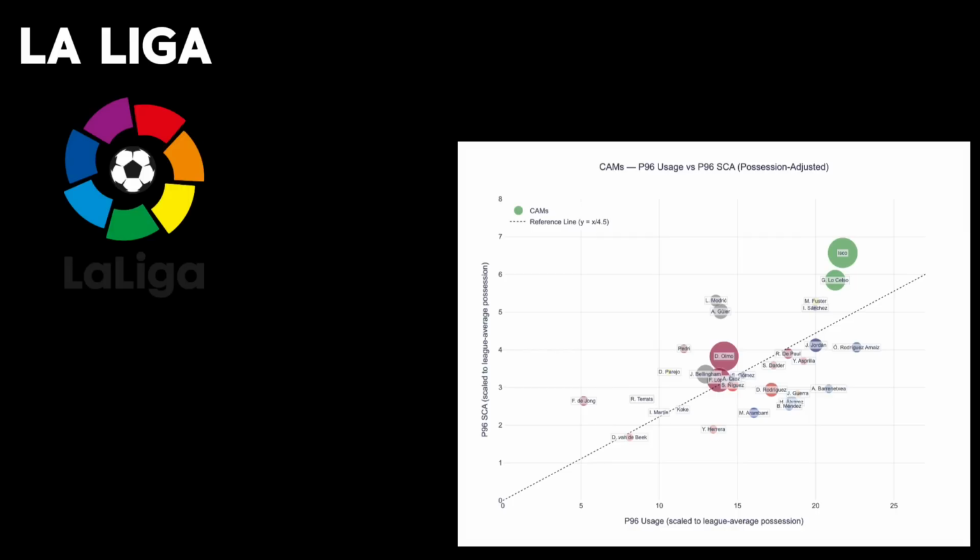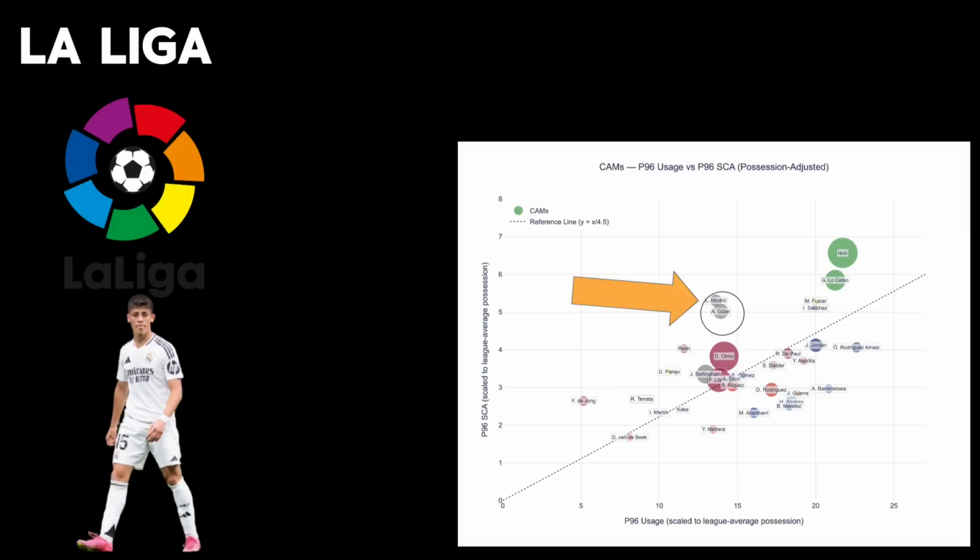Finally, who are some young players that I like from this league? This isn't the most creative pick, but I like the look of Arda Güler. The fact that he's so close to Luka Modric on this chart is very promising for him as a playmaker midfielder.